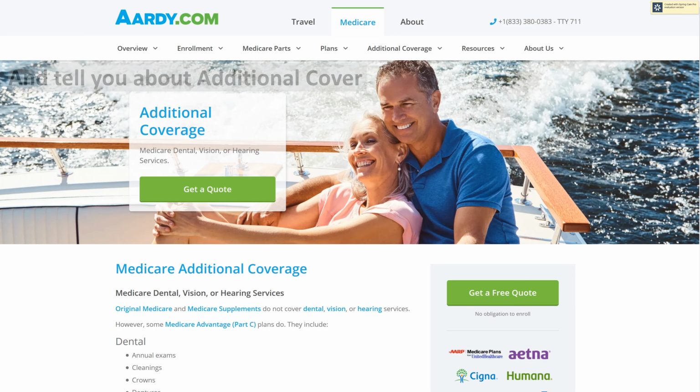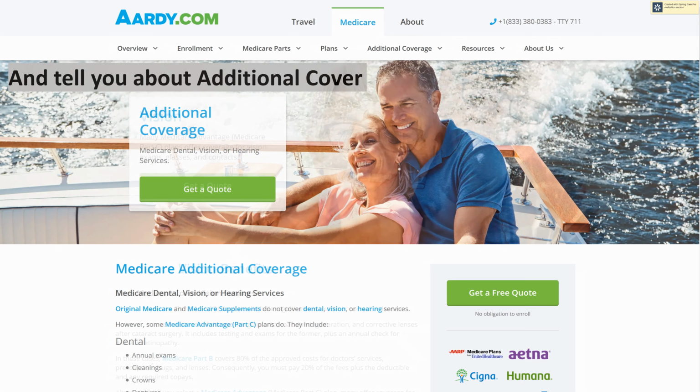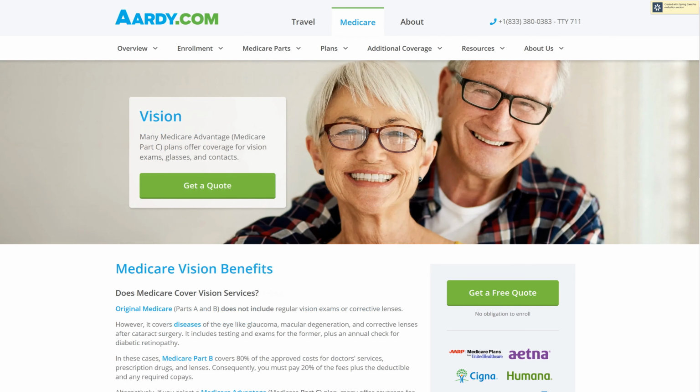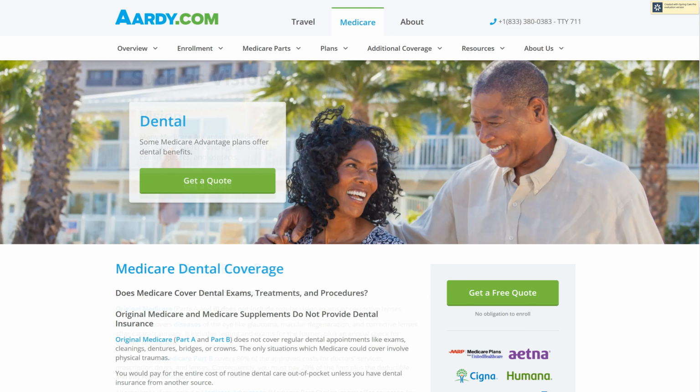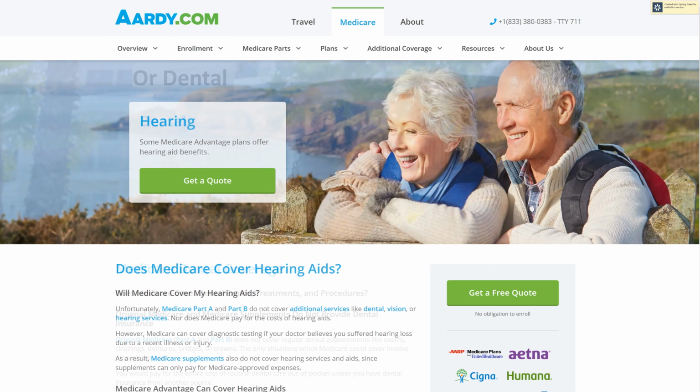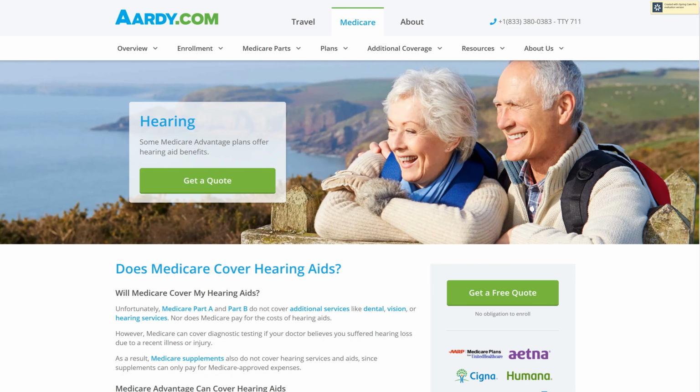So, will I pay penalties if I enroll during the General Enrollment period? If you signed up for Medicare after your initial enrollment period, you might pay a perpetual penalty fee. The penalty may apply to Medicare Part A, Part B, and Part D. They may charge more per month based on how long you waited to enroll.